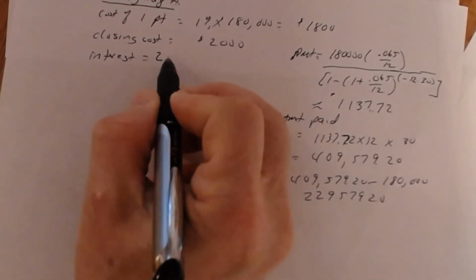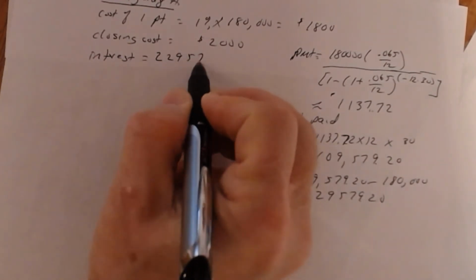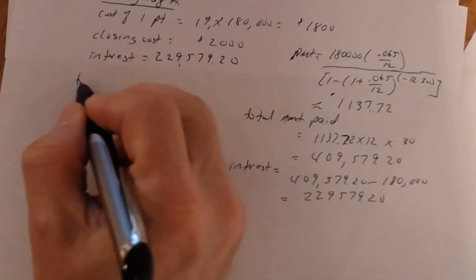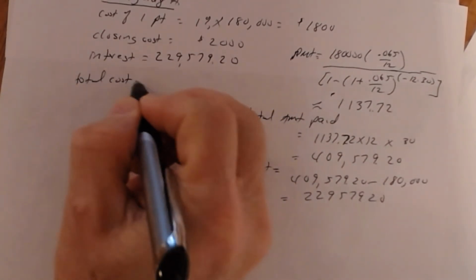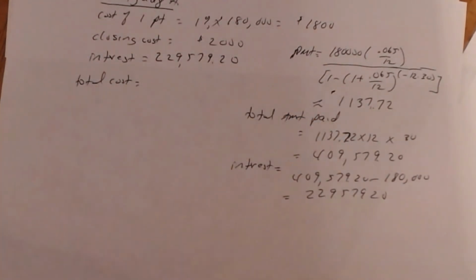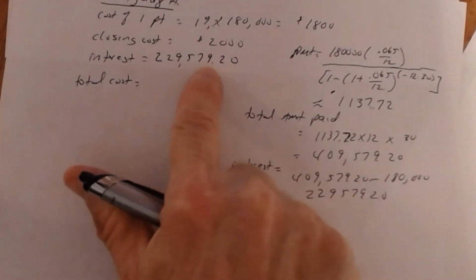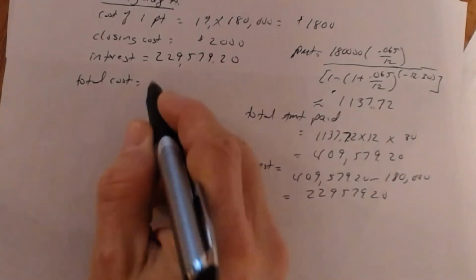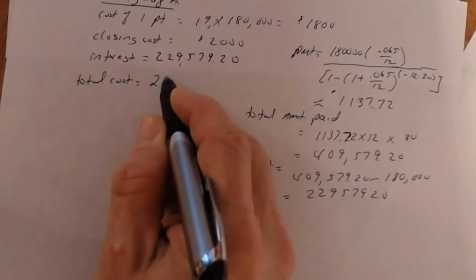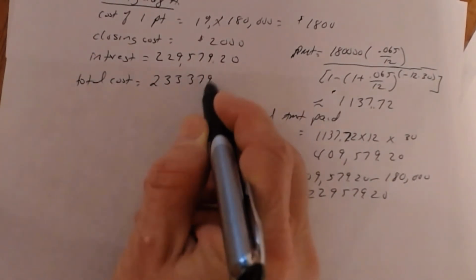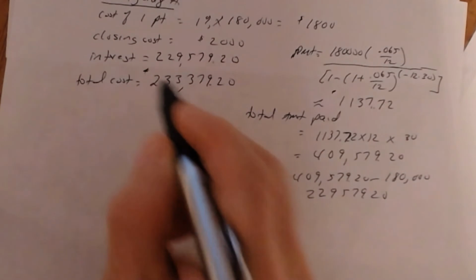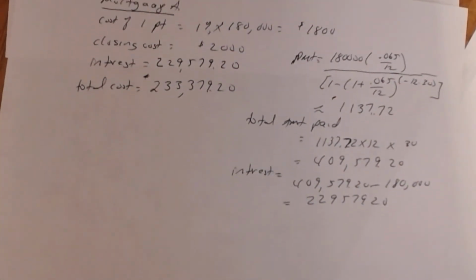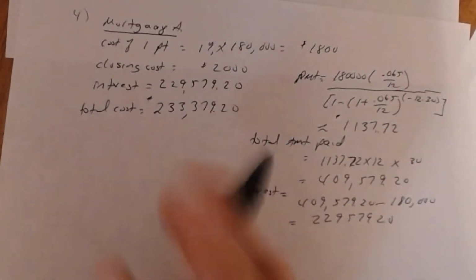So the total cost will equal these three things added up. When you add these three amounts up, this is how much your total cost is for that mortgage. So that's for the 30-year, mortgage A.